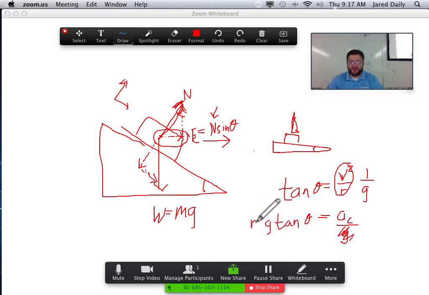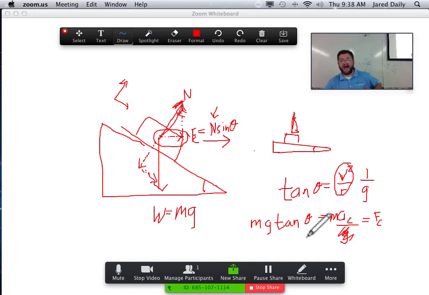And if I multiply both sides by the mass, then I get mg tangent theta equals m times the centripetal acceleration, which equals the centripetal force. So we've just created a new equation for the centripetal force. So it's mg tangent theta is the centripetal force.